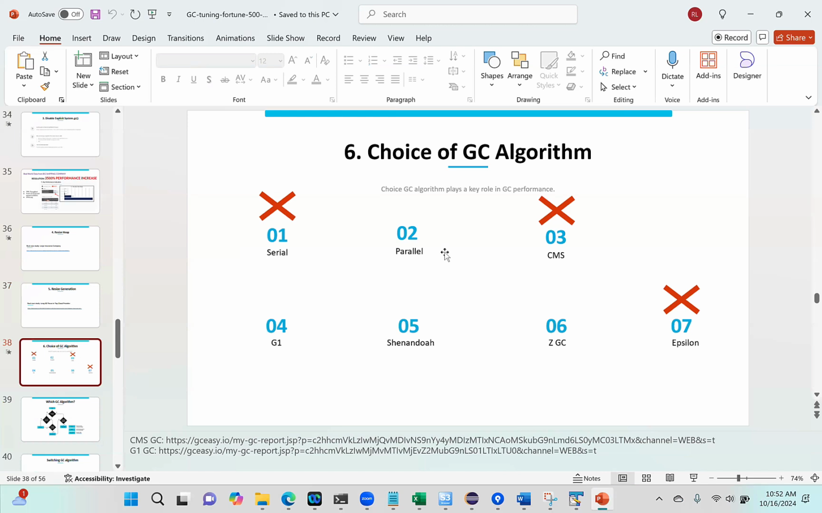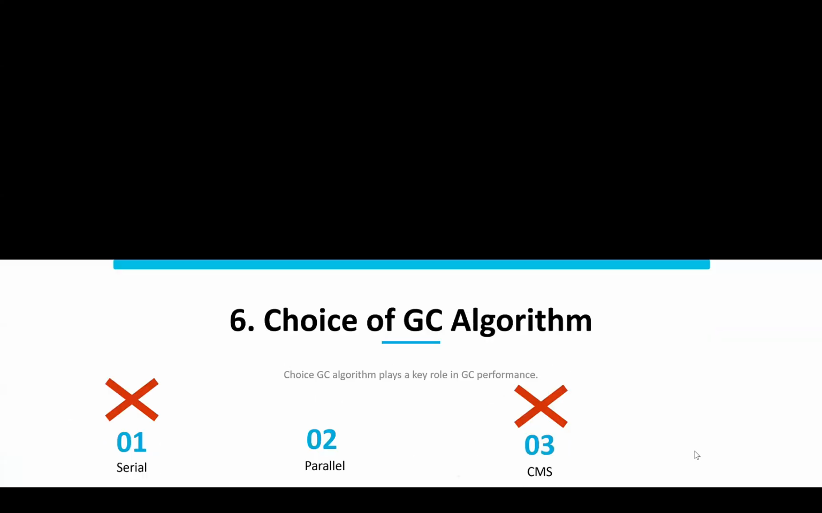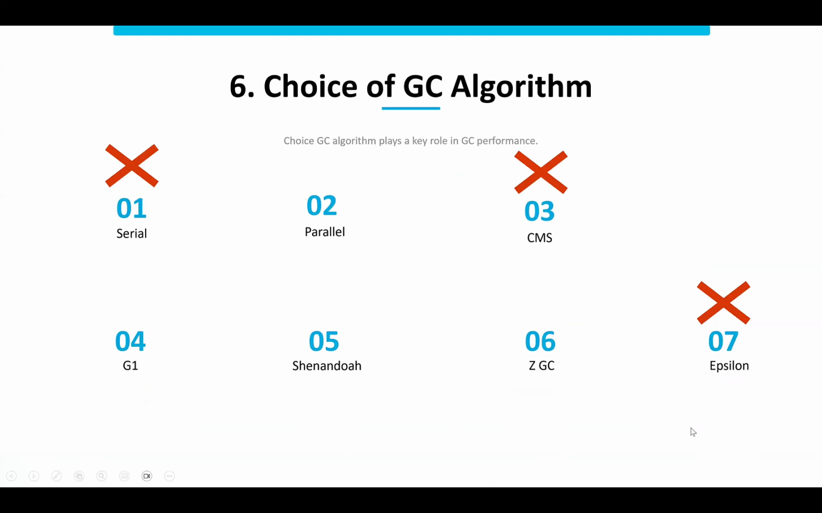Friends, the choice of the garbage collection algorithm also plays a very influential role in your GC performance. See, I told you there are 7 GC algorithms, right? Which GC algorithm you choose will make an impact on your application. Friends, in these 7, you can eliminate 1, 3, and 7: serial, CMS, and epsilon. Because serial was there since Java 1, it is a single-threaded GC algorithm, which is not recommended, which was there for initial reasons, which is no longer needed.